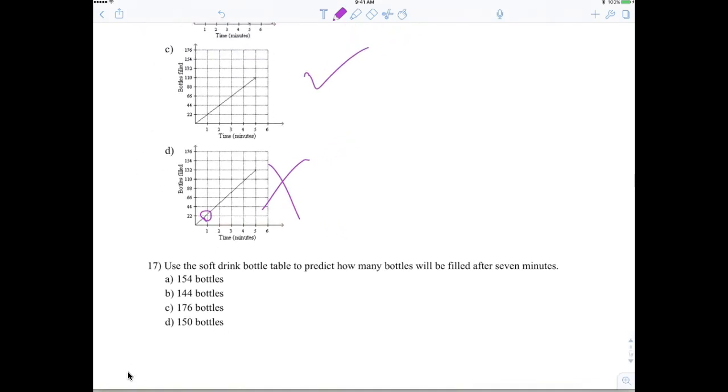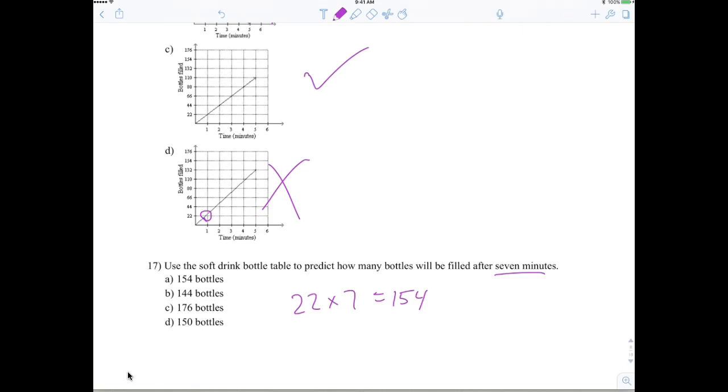Now, it says, use the soft drink bottle table to predict how many bottles will be filled after 7 minutes. Well, we don't need a table for that, right? If we're doing 22 bottles a minute, it's just 22 times 7, and don't take out your calculator. Do not. We're practicing. 22 times 7 is 20 times 7, which is 140. And then 2 times 7 is 14, so 140 plus 14 is 154. All right, practice using your mental math right now. That's what I'm saying. You don't listen. That's the problem.